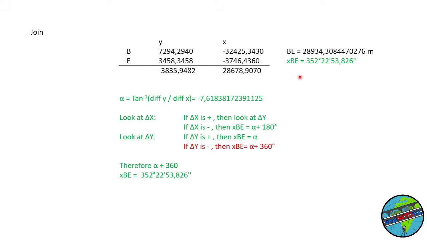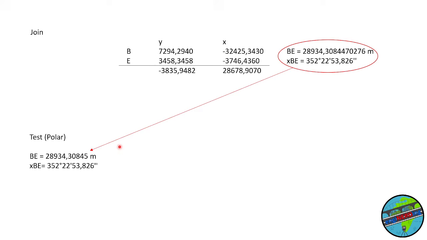Now every join needs to be tested with a polar, since a polar is the opposite calculation to a join. So what I'm going to do is explain how we're going to do this polar. Now, a polar requires one set of coordinates as well as a distance and direction to determine another coordinate. So what we do is we take the distance and direction, which we just calculated.